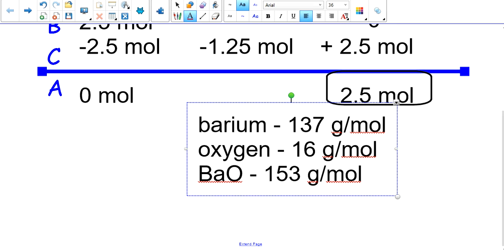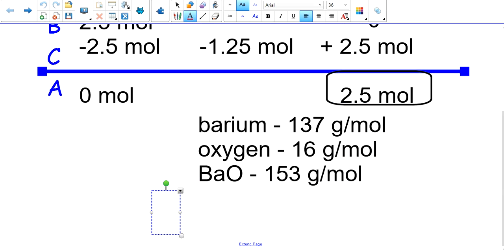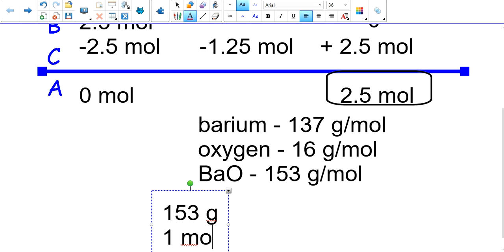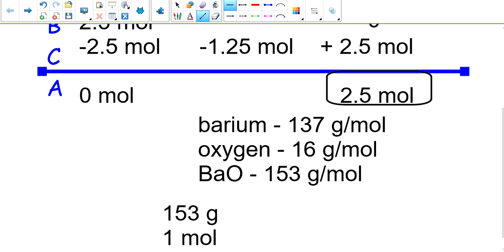And so therefore, I'm just going to set up a basic proportion. 153 grams per 1 mole. Then over here, let me just get my division signs going. That over that, then I can set up my equal signs. By the way, my equal signs are very terrible. I apologize. There we go. There's my division sign there.